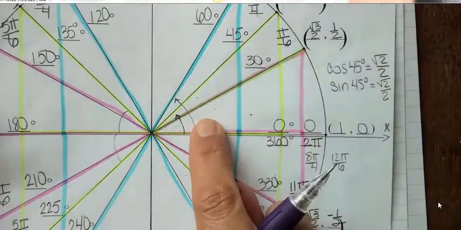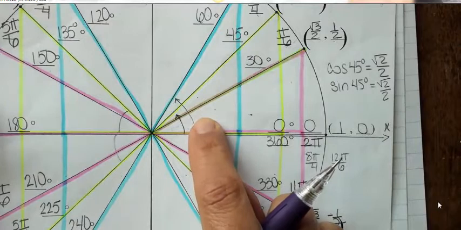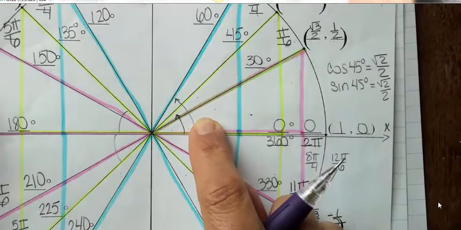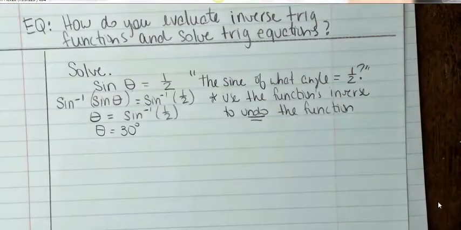So sometimes it's that easy. Or if it was radians, it would be pi over 6. Sometimes it's just that easy. You don't even have to get on your calculator. So knowing this unit circle can help you solve some of these trig equations quite easily.